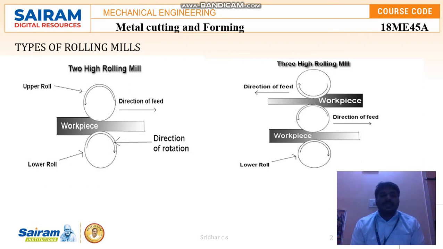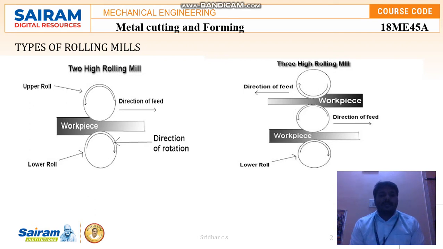So based on the thickness of the material and the amount the material has to be rolled between the rolls, right? Mainly we call them the upper roll and the lower roll. In between them we place the workpiece, so that the material gets rolled into different sizes. So that is the working of the rolls, where we compress the material.